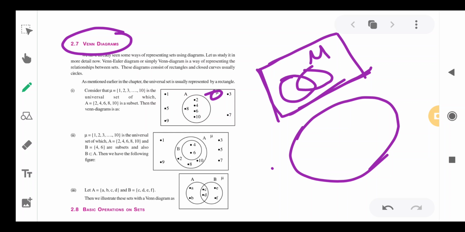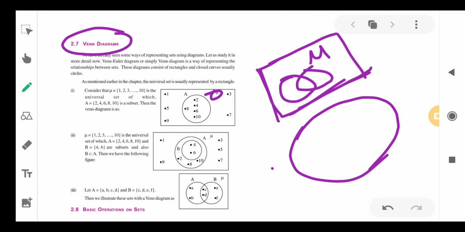A contains 2, 4, 6, 8 and 10, and the remaining are 1, 3, 5, 7, 9. So odd numbers and even numbers are separated like this. So this even-number set is a subset of the total mu set. What is the mu set? It contains 1 to 10.